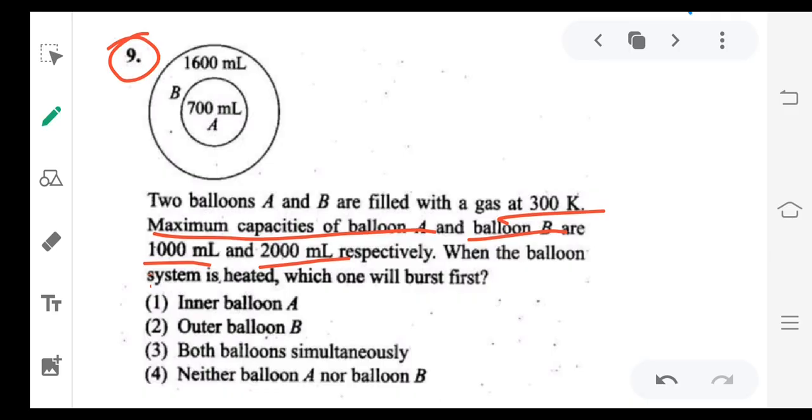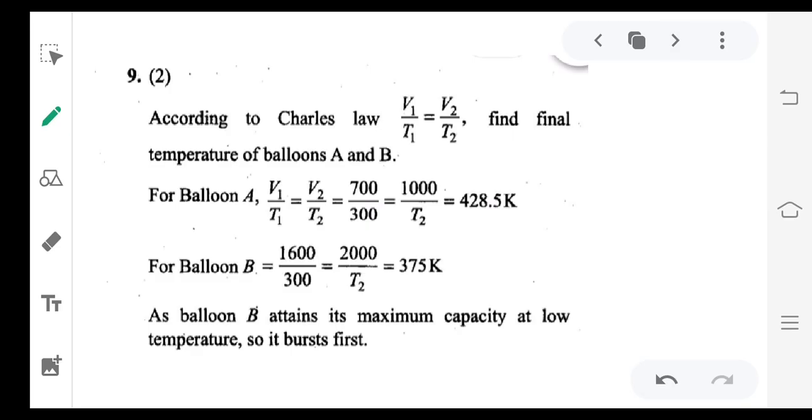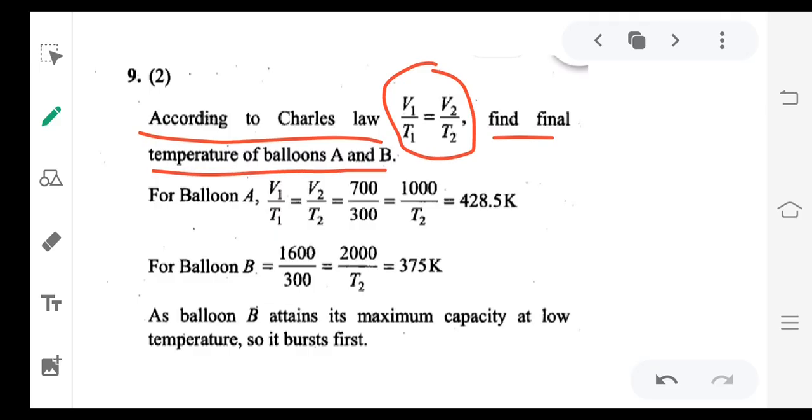Now, when the balloon system is heated, which one will burst first? So how to solve this problem? We know according to Charles' law, V1 by T1 equal to V2 by T2. Find the final temperature of balloons A and B. Suppose for balloon A, if I apply the formula, what is the maximum capacity of the balloon? That is 1000.